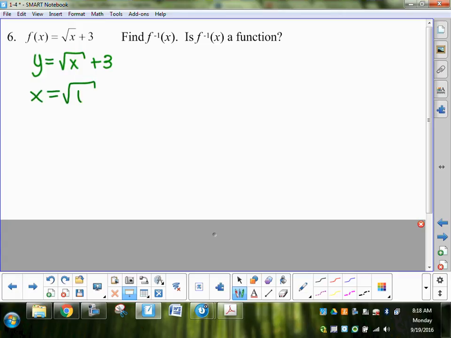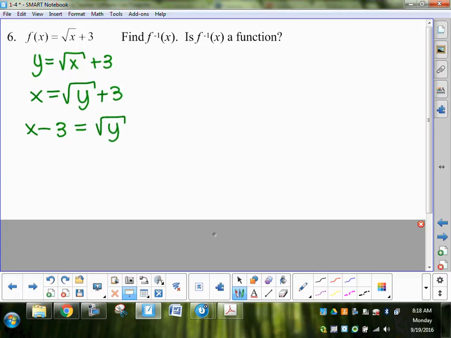Terrific. Now, what would your next step be from there? Colleen, B, what do you say? No? Not yet. You've got to get your y alone first. Subtract the 3. So I've got x minus 3 is equal to the square root of y. Now what would you do to get rid of that square root?